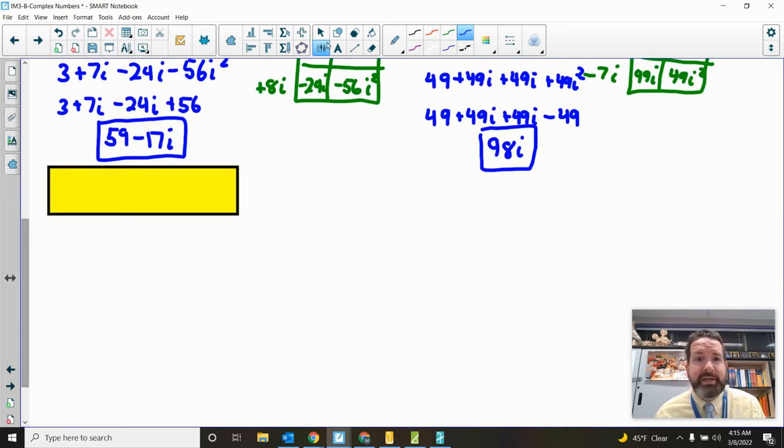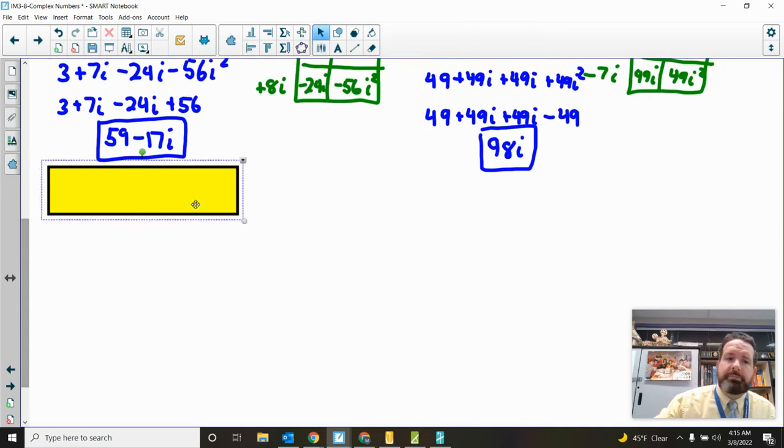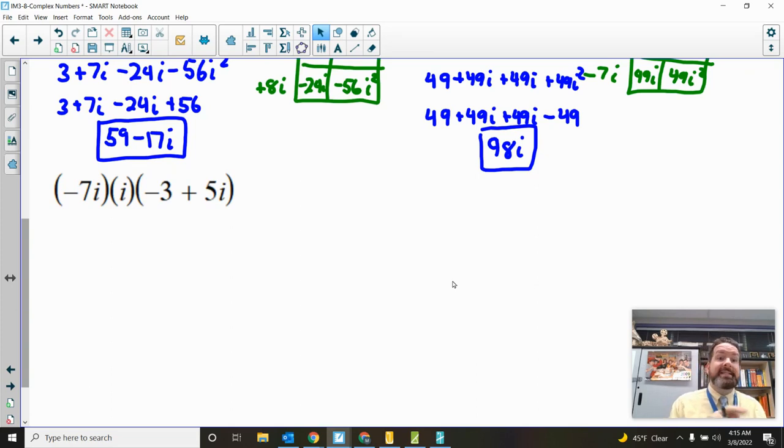Okay, and then last one here in this section. In some ways, this one's easier. In some ways, it's a little bit tougher. Now, I say tougher only because I got 3 things multiplied together. But notice there's only one binomial, meaning we don't actually have to set up a grid this time. We're just going to multiply them together and distribute.